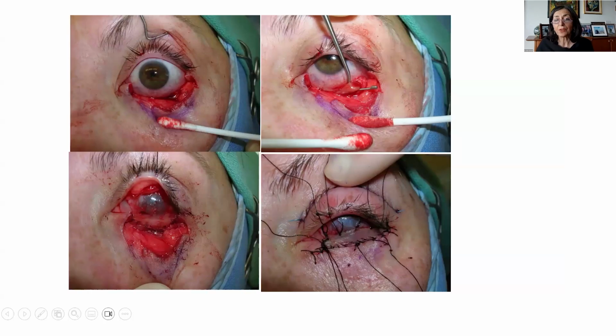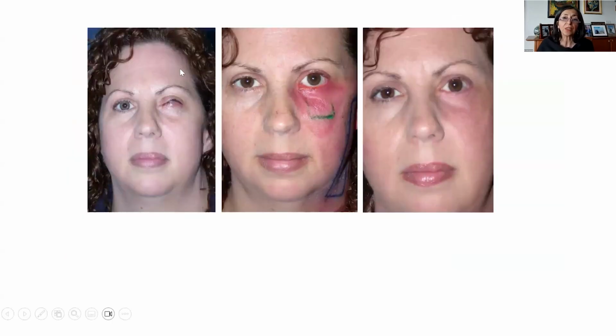So really, if you do this a few times, you will see that it's a really reliable, very handy flap for larger defects of the lower eyelid. And here's this patient in the in-between stage. As I mentioned, the flap needs to remain attached to the upper eyelid for several weeks. In this in-between stage, the patient looks like this.